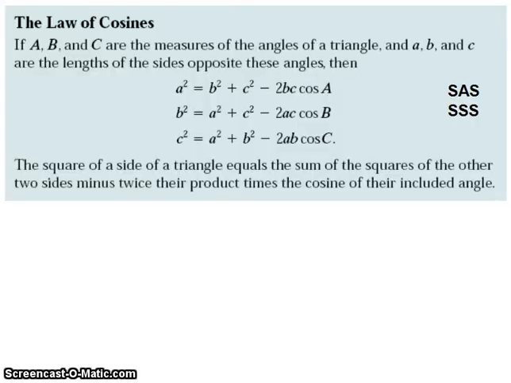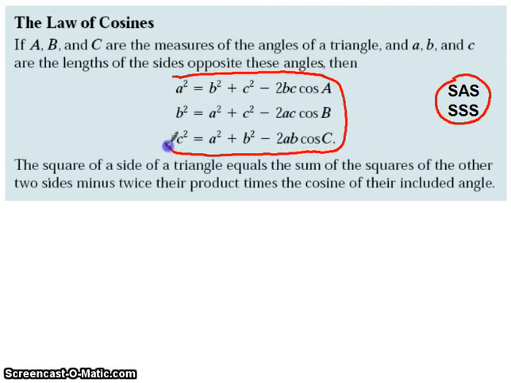The law of cosines is for situations where you are given a triangle that has SAS or SSS, and you need to figure out the remaining sides and angles of the triangle. You can use the law of cosines, which are these formulas here. It seems like a lot at first, but it's really pretty easy to remember. So let's get to it.